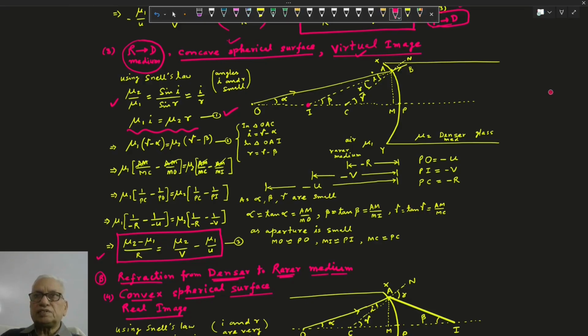यहाँ पे फिर से अल्फा, बीटा, गामा स्मॉल है. अल्फा tan अल्फा AM अपॉन MO, बीटा AM अपॉन MI, गामा AM अपॉन MC पुट कर दिया. अपर्चर स्मॉल है, MO को PO, MI को PI, बिल्कुल वही रिपीट. कैंसिल करने के बाद हमने MC को PC लिख दिया, PC, PO, PI. विद साइन कन्वेंशन पुट कर दिया वैल्यू, R को एक तरफ, u, v को दूसरी. फिर से वही सेम फॉर्मूला डिराइव हो गया.